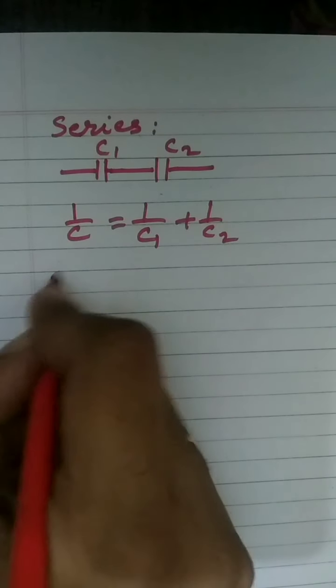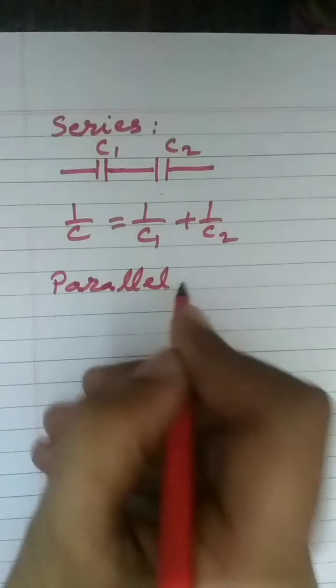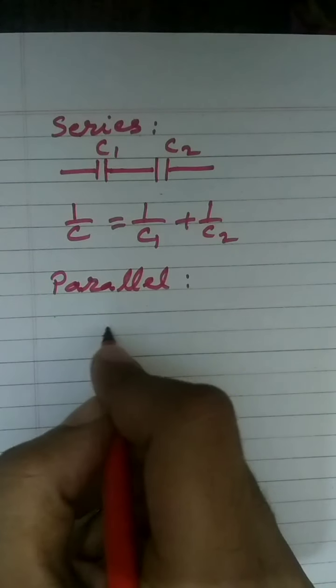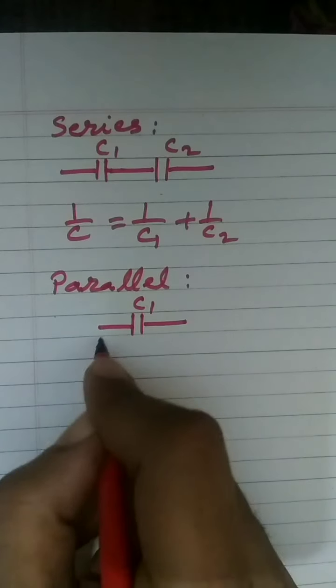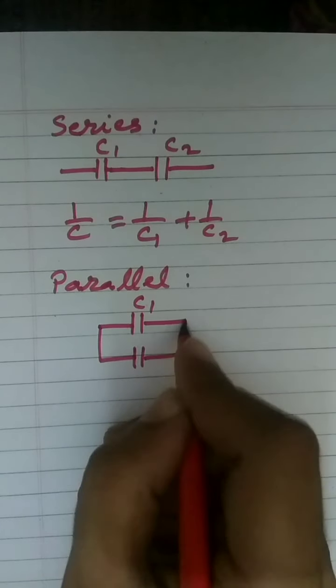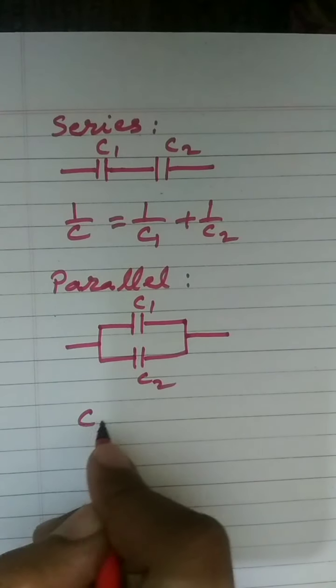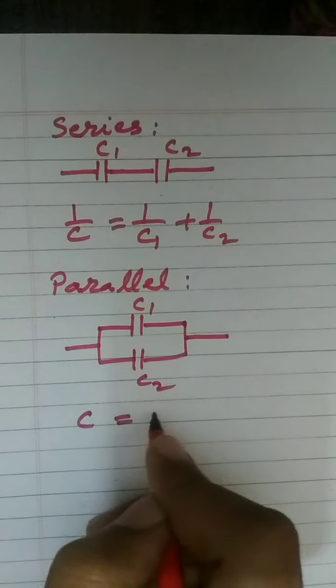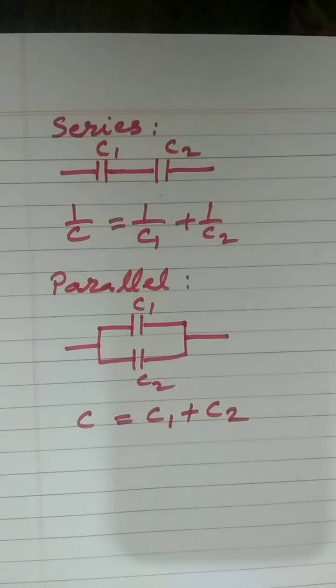Similarly, for a parallel combination, if two capacitors are connected in parallel, let's say C1 and C2, then their equivalent value will be equal to their summation C1 plus C2. It is like the series combination in case of resistance and inductance.